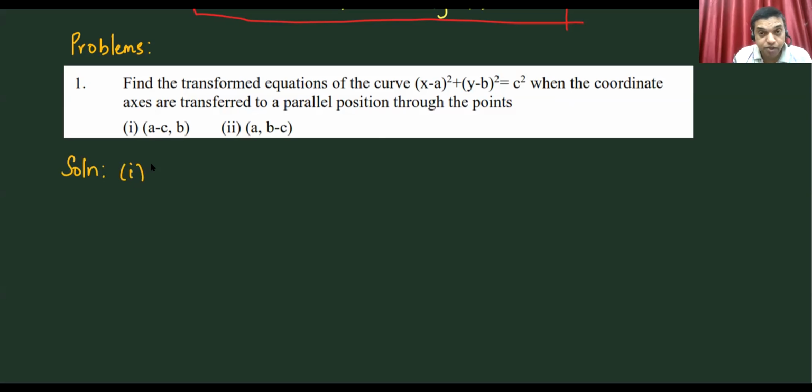Find the transformed equation of this curve x minus a whole square plus y minus b whole square equal to c square when the coordinate axes are transferred to a parallel position through the points. Through a parallel position means there is no rotation of axes. It is only translation. And you will learn in the further chapters of coordinate geometry that this is an equation of the circle with center at a comma b and radius c. But for now let's move forward. So given curve is this.